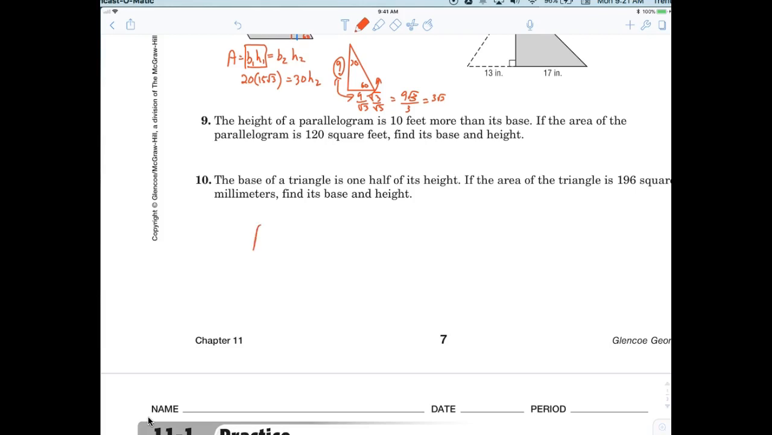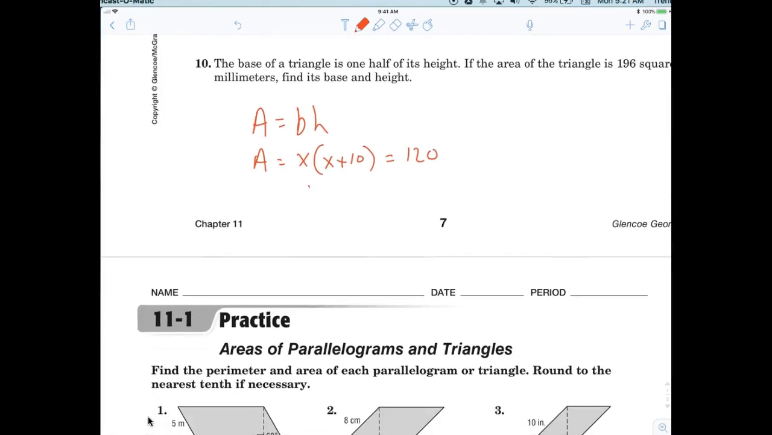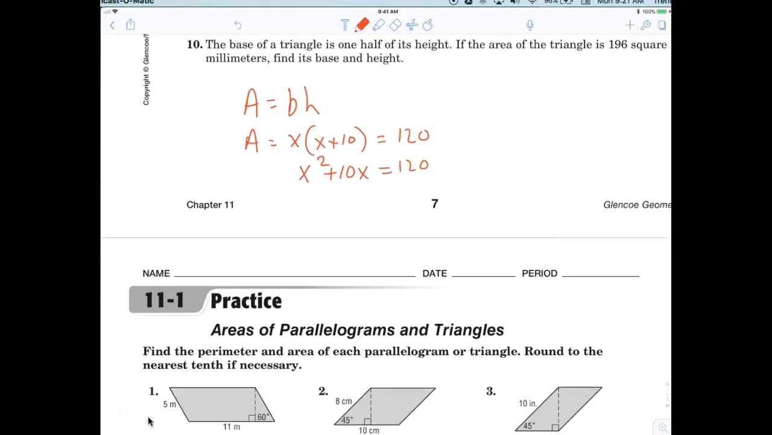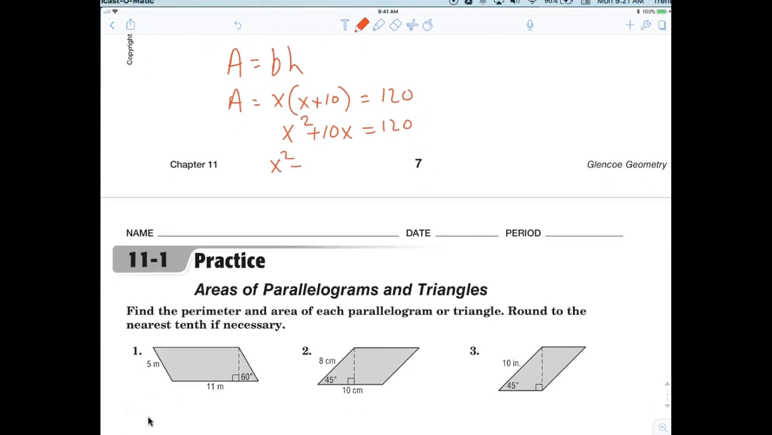All right, so your area is base times height, correct? And it says that the height is 10 feet more than the base. So the base is x, x times x plus 10, and then that equals 120. Right. x squared plus 10x equals 120. You do your thing where you do the quadratic. x squared plus 10x minus 120 equals 0.